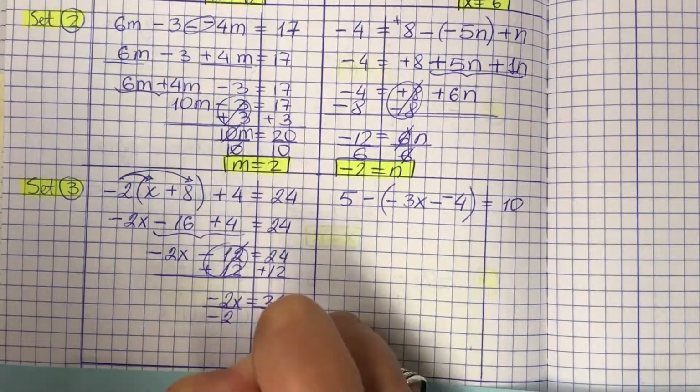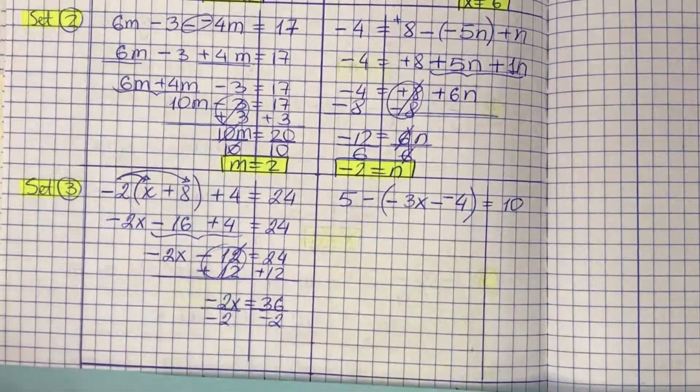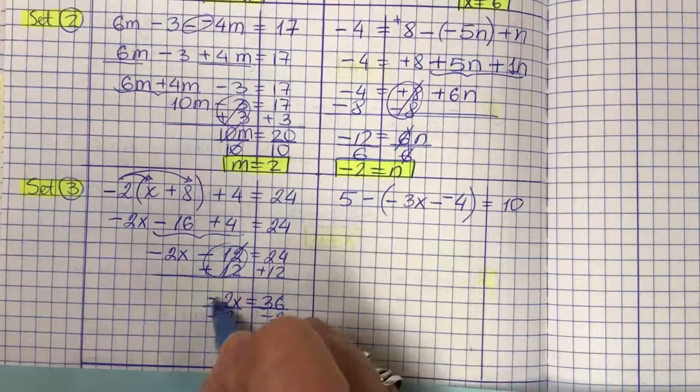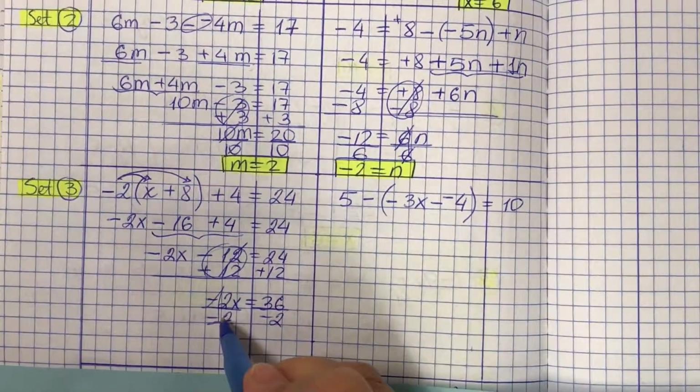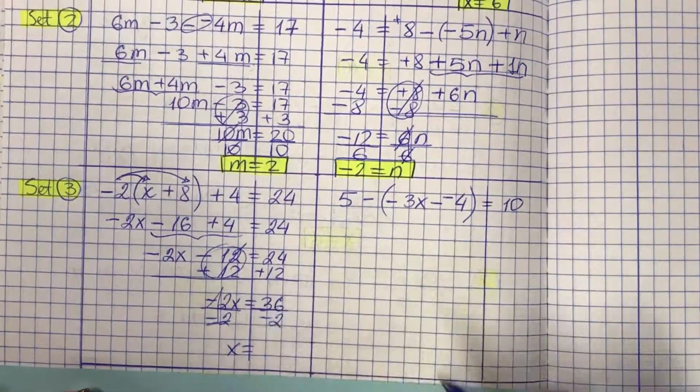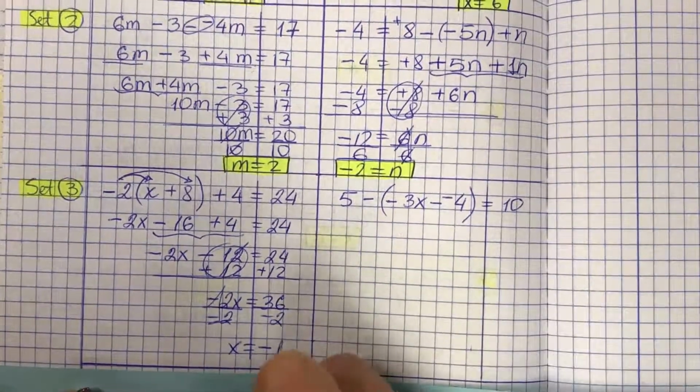Dividing by negative 2, because the variable is multiplied by negative 2, the inverse operation of multiplication is division, and we divide by the same number in order to create the unit, or 1x, where positive divided by negative is negative 18.